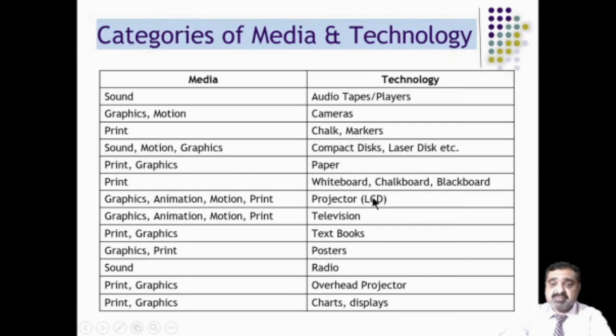For print, we have the whiteboard, chalkboard, and blackboard. For graphics, animations, and motion, we have projectors and LCDs. For print and graphics, we also have textbooks. For graphic prints, we have posters. For sound, we have the technology of radio. For print and graphics, we also have overhead projectors, and charts and displays.